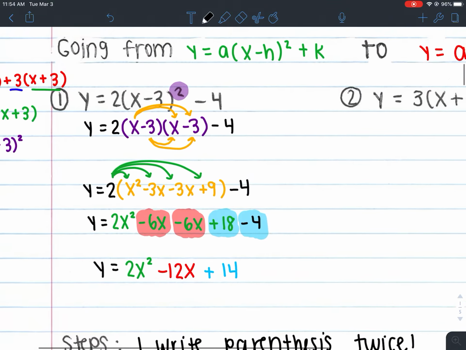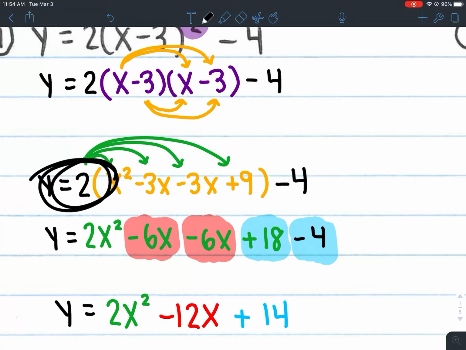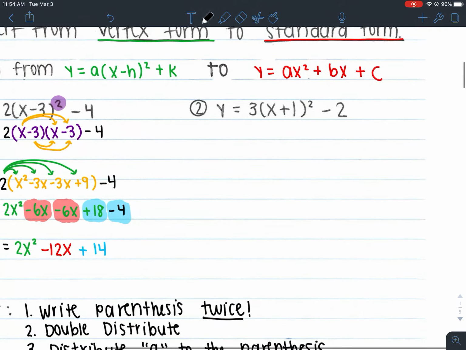Now, if you're at the step, let's say you're at the yellow step right here. Let's say you didn't want to distribute the 2 first. You don't have to. You can actually combine these 2, and then you would still get the same answer. But this way, it's less steps. So if you want to combine negative 3x and make it negative 6x inside, you may do so. Okay, moving on to number 2.